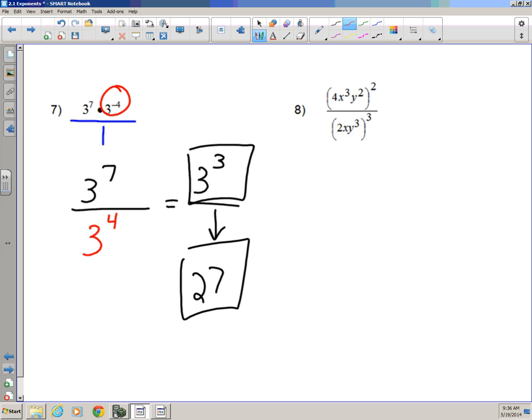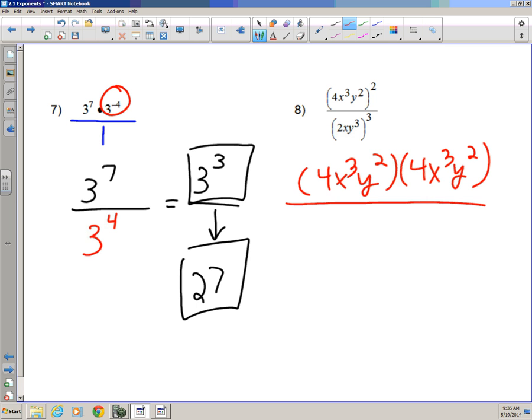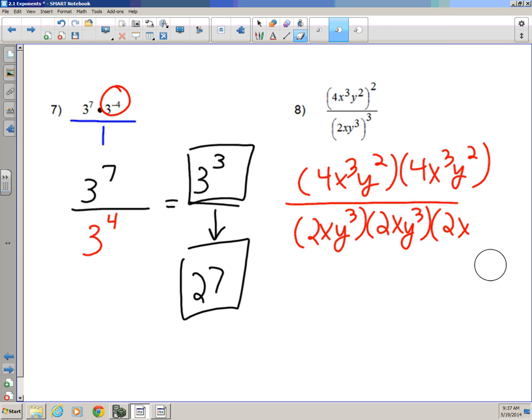On the top, I've got 4x3y2 twice. On the bottom, I've got 2xy3 3 times. And it does take a little extra time to write it all out, but I think you're less likely to make a mistake by writing it all out. 2xy, there we go. And that's your bottom.